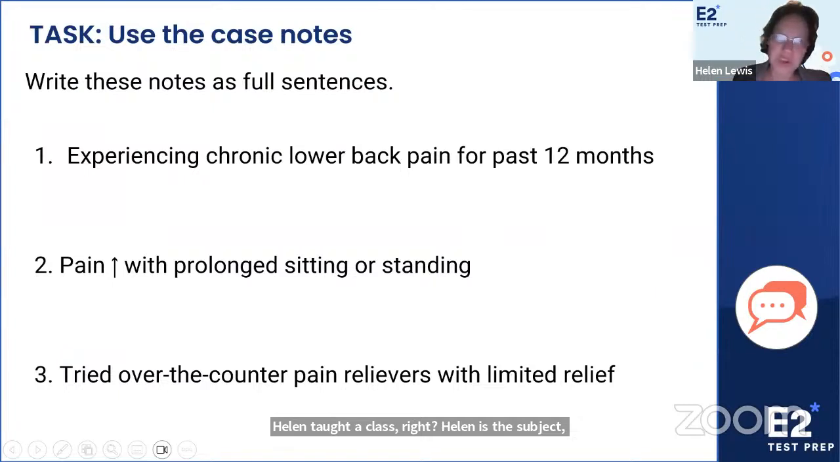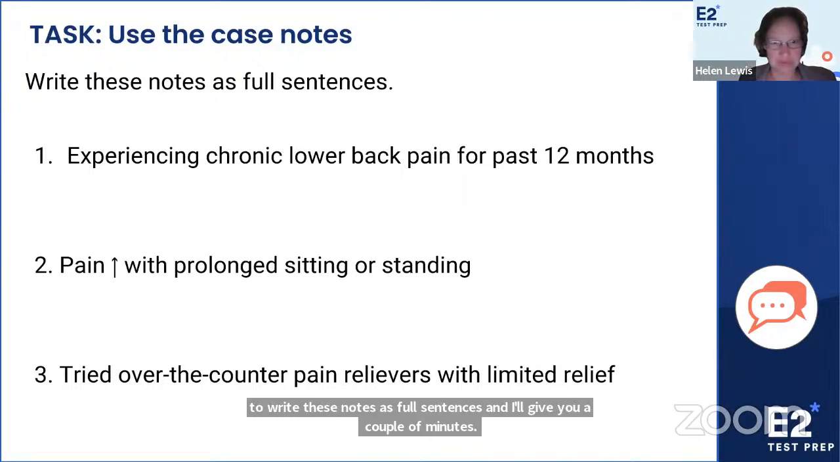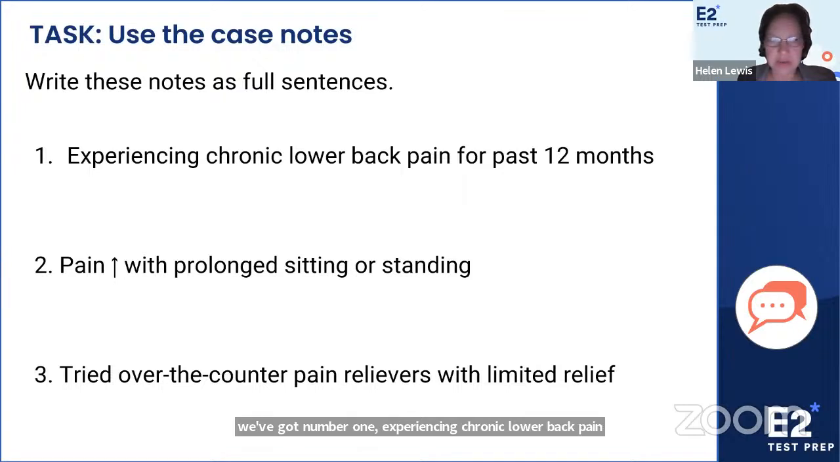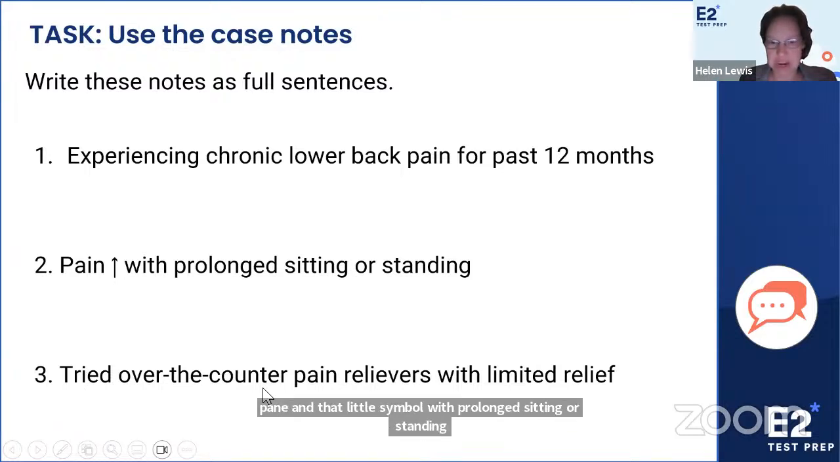Okay, little challenge for you now. Here are some notes. Try to write these notes as full sentences, and I'll give you a couple of minutes, just a minute. So we've got number 1, experiencing chronic lower back pain for past 12 months. 2, pain and that little symbol with prolonged sitting or standing. 3, tried over-the-counter pain relievers with limited relief.